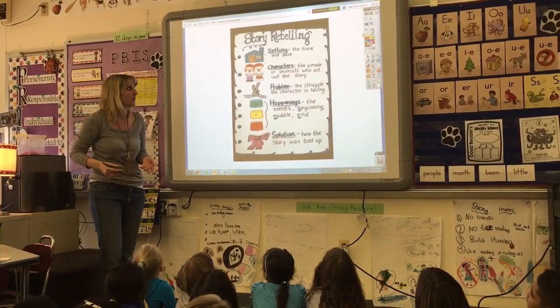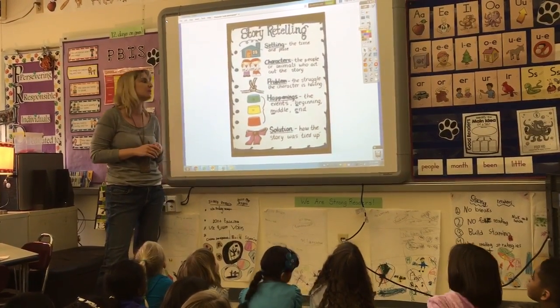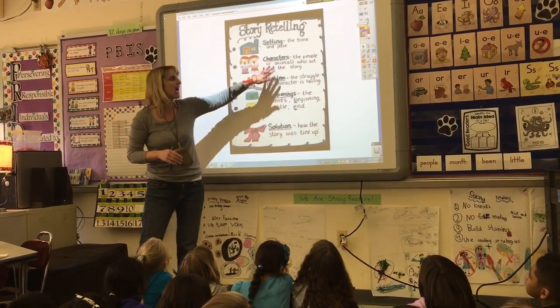the different parts of a story. You've looked at setting, you've looked at characters, all the events that happen, problem, solution. Today we're going to focus just on characters.